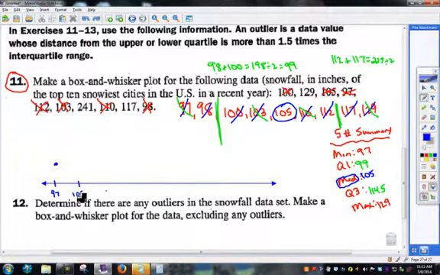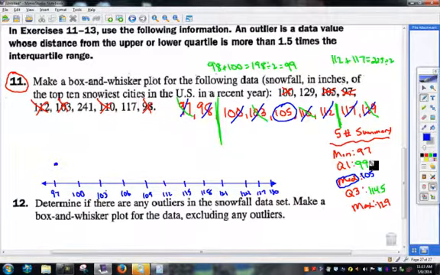Sorry. 100. Maybe you did it different. That's okay if you did. 106. 109. 112. 115. 118, 121, 124, 127, and then 130. Okay, so now we're ready to put on our numbers.